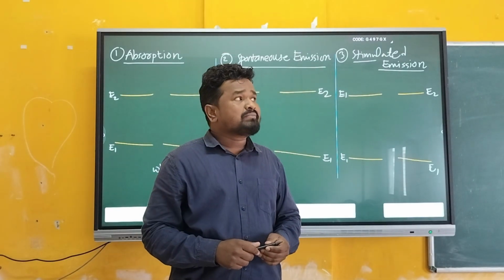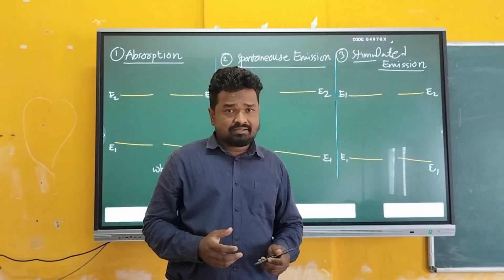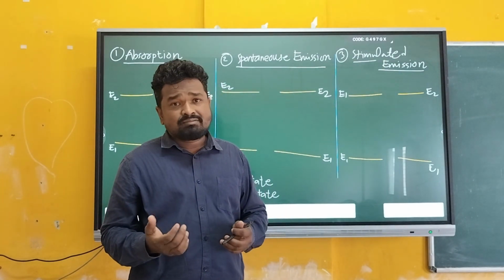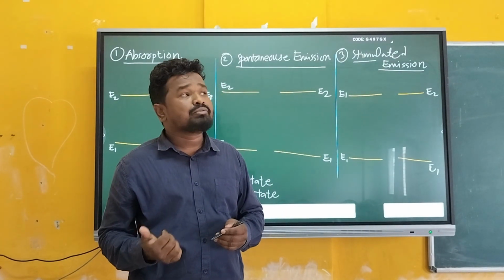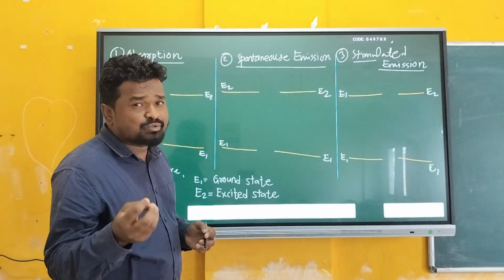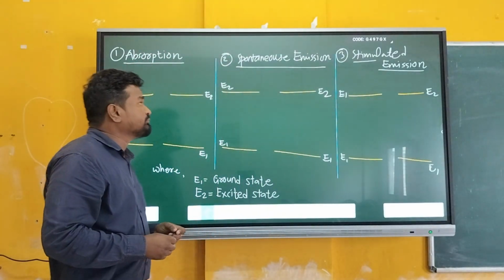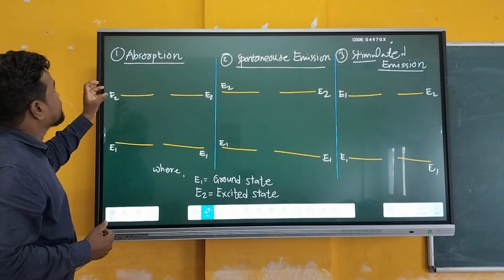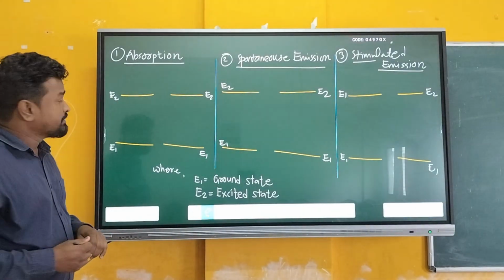Okay. If there is an atom which is emitting light, then one question comes to our mind: how is the light emitted, how is the photon emitted? You will get the answer to this question in this video. Okay, so let's start. Let's start with absorption.